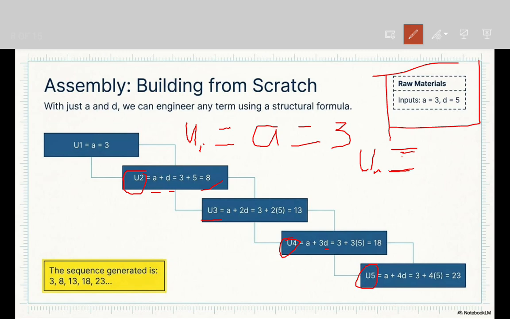Let me jump. So you see through this, to get the first term, it is equal to A. The second term is A plus the common difference. The third term is A plus 2 times the common difference. Okay? Let me show you something here.